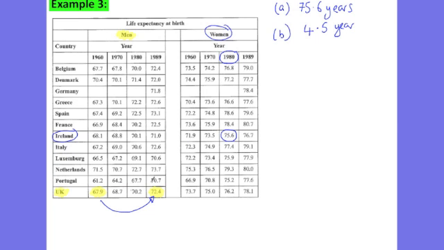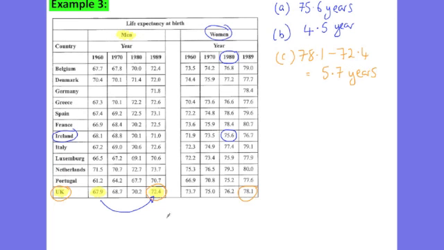We're then told that men and women born in the UK in 1989, so we're looking at UK here, 1989, this is men, and here is women. And we're told that they had different life expectancies. We can see here by the different numbers in the table. And we're asked to work out the difference. Exactly as we did before, finding the difference of these two numbers, we must also find the difference of these two numbers by subtracting. So 78.1 subtract 72.4 gives us the difference of 5.7 years.